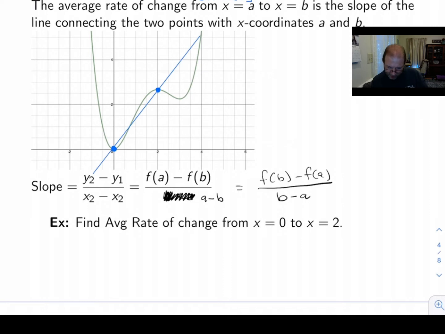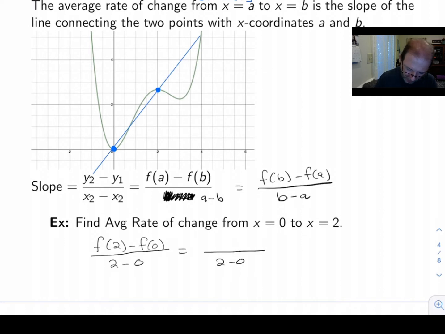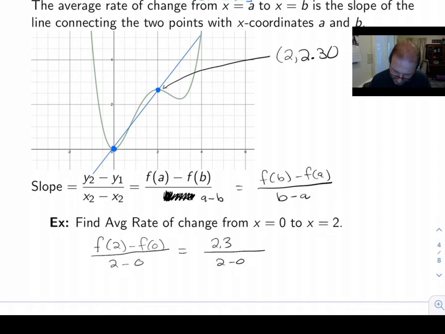All right, so find the average rate of change from x equals 0 to x equals 2. Well, that's going to be f of 2 minus f of 0 over 2 minus 0. So I'm going to come up here on my graph. f of 2, it looks like I'm going to have to estimate that, because this point here has an x coordinate of 2, and its y coordinate looks like it's, let's see, each one of those little lines is a quarter. So let's say 2.3, because it looks like it's a little bit bigger than 2 1/4.